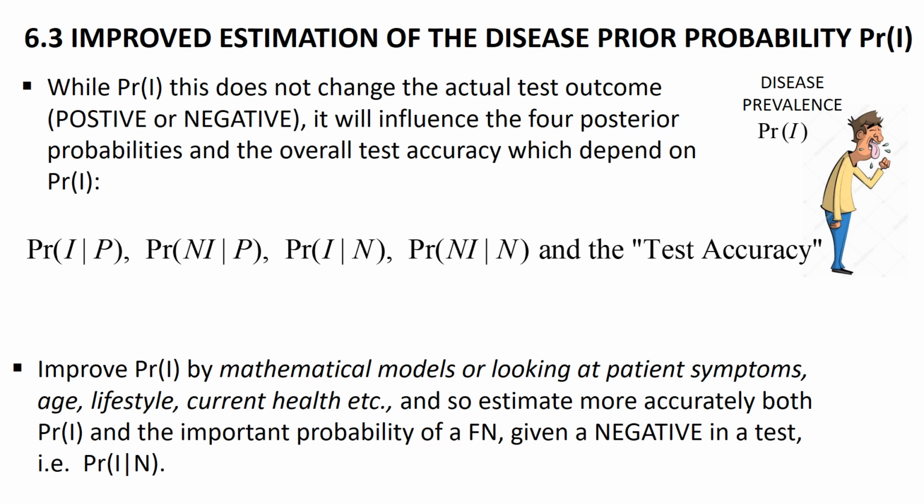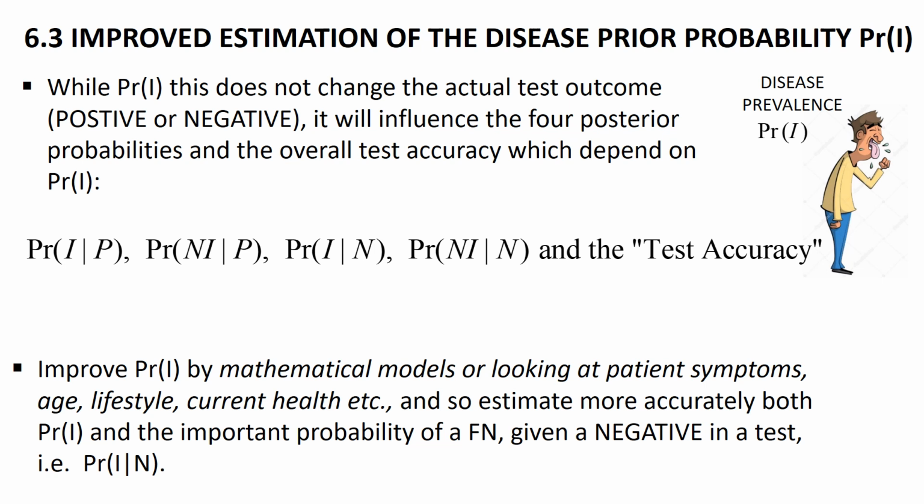And you could improve on the estimation of the probability of whether you have the disease or not by mathematical models, or looking at patients' symptoms like age, lifestyle, current health, etc., and so estimate more accurately both the prevalence, or the probability that you have the disease, and the important probability of a false negative given a negative in the test. So I think I used that earlier. So how you actually work that out, I don't know.